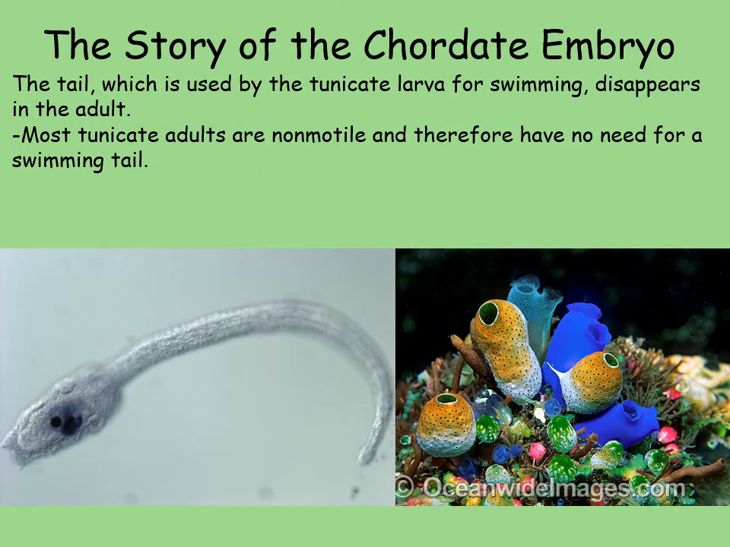So the larval stage of a tunicate, of a sea squirt, does have a postanal tail that they use for swimming in order to disperse, to find a good location to settle down. But as an adult, most of these adults do not move, they're sessile, so the tail disappears. And they have no need for the tail because they don't move anyway.